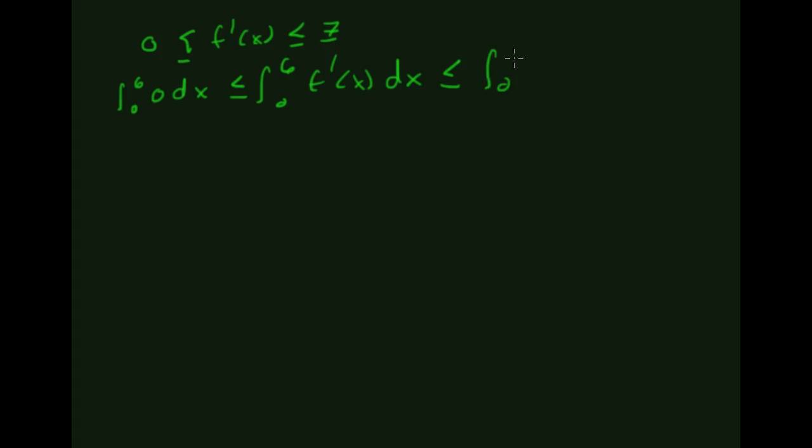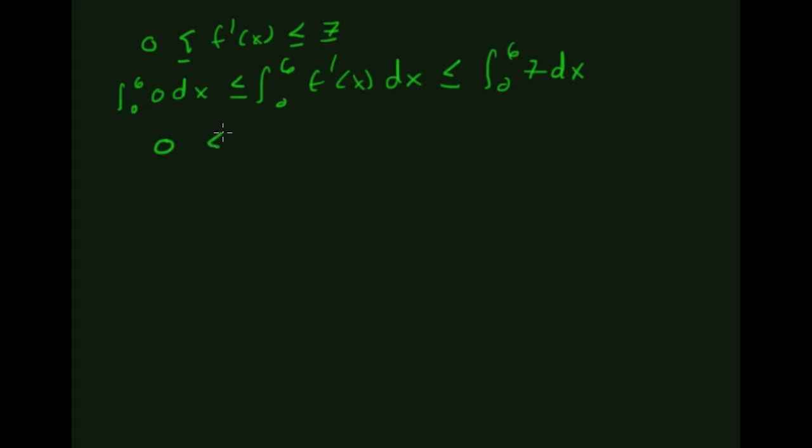All right, part B says, could f of 6 be 70? Well, we're told in the stem of the problem that f prime of x is stuck clearly between 0 and 7. So if I take the integral from 0 to 6 of 0 dx, that has to be less than or equal to the integral from 0 to 6 of f prime of x dx, which has to be less than or equal to the integral from 0 to 6 of 7 dx.